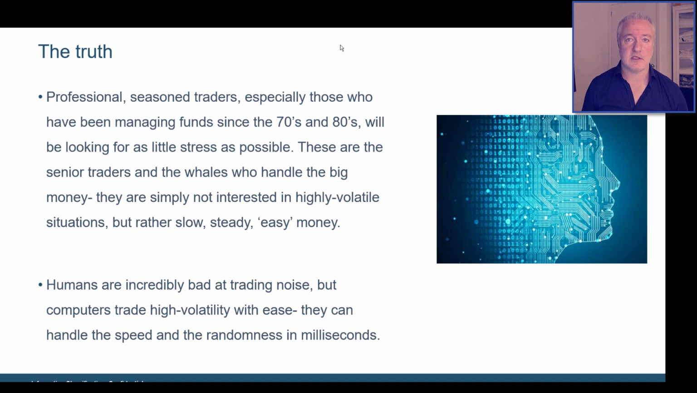They have done this. They are not looking for stress, as with any other pro. You know exactly the right amount of effort you have to put in to get pretty much the best returns you're going to get. They would have optimized it to that point, and by now they'd be at the top of the chain. So these are senior traders and they're whales. They handle the big money. They're simply not interested in noise and stress.